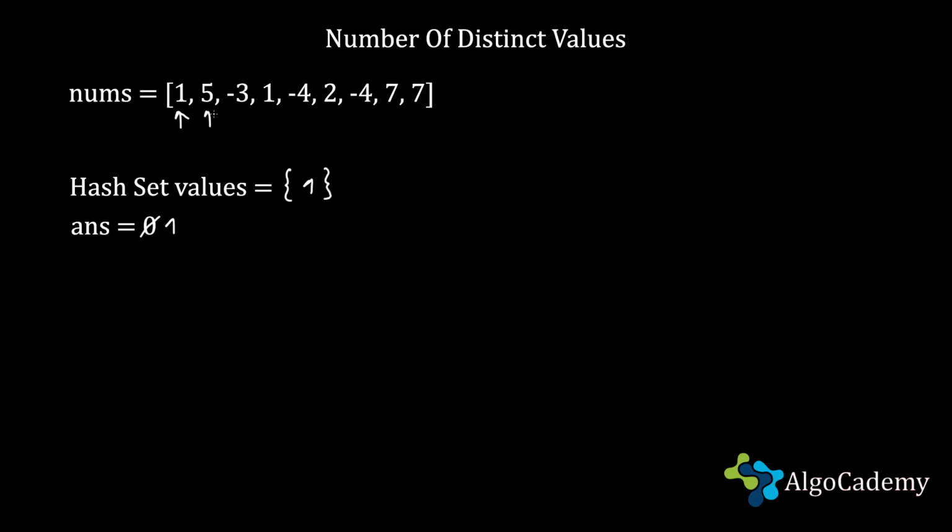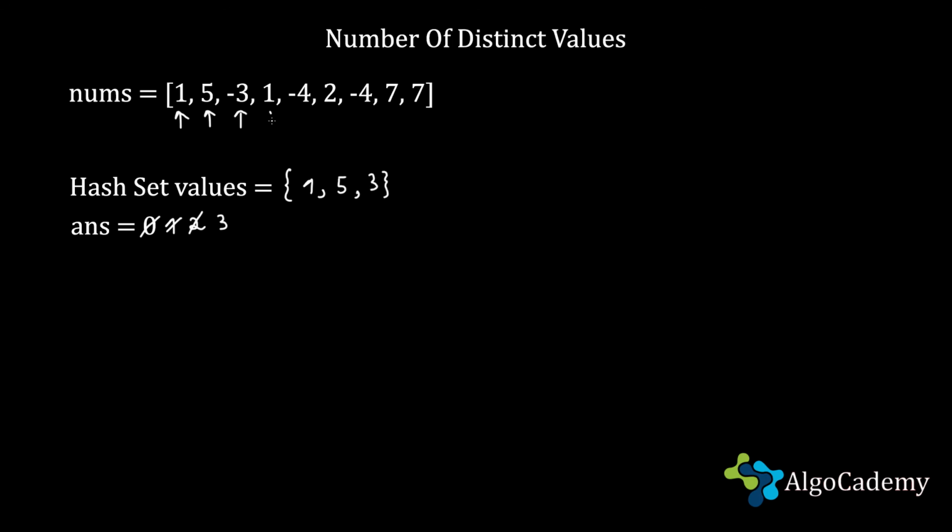Move to the next value, which is 5. Try to find 5 in our hash set. It doesn't exist. Increment the answer again. Now the value is 2. And of course, we are going to insert 5 into our hash set. So now we have 1, 5. Guess what? -3. The exact same thing. -3 is not part of the hash set. We increment the answer again. It is 3. Then we insert 3 into our hash set.